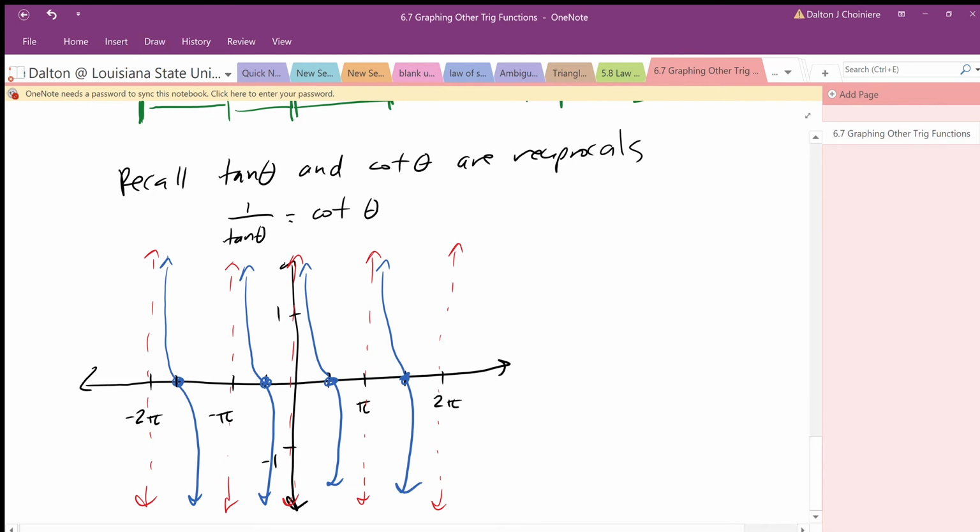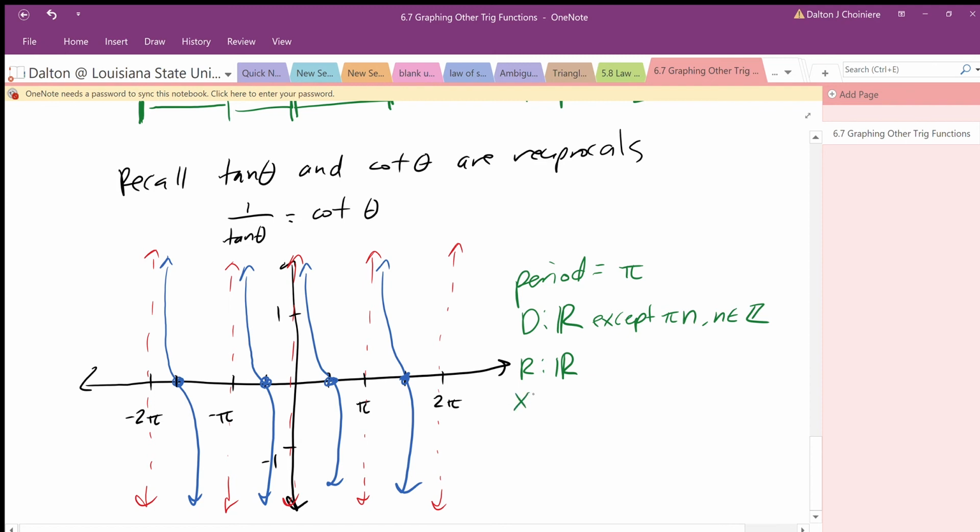The period of it matches the period of tangent. It only takes pi to complete one cycle. The domain is going to be all real numbers, except where our asymptotes are, which is going to be pi n, when n is an element of the integers, right? Because all of the asymptotes occur at those whole pi numbers. The range is going to be all real numbers, just as it has been.